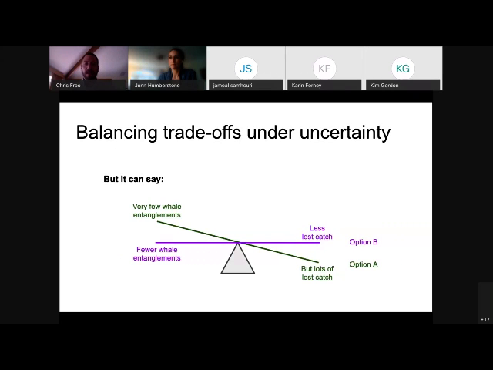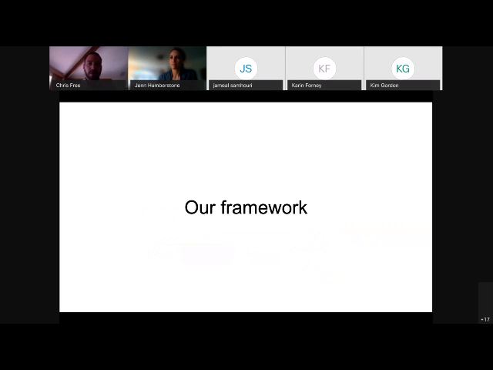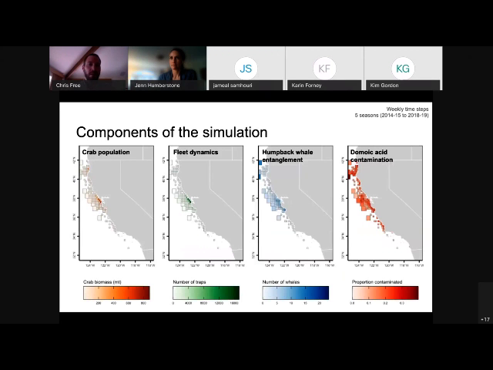So we can say this strategy is likely to result in fewer whale entanglements than an alternative strategy, or more lost catch relative to an alternative strategy. And we're going to be searching for those strategies that seem to produce the fewest whale entanglements with the least impact on the fishery. So to do this, we built a simulation model that simulates all the components of the system, so that we can layer on different management strategies and see how well they perform.